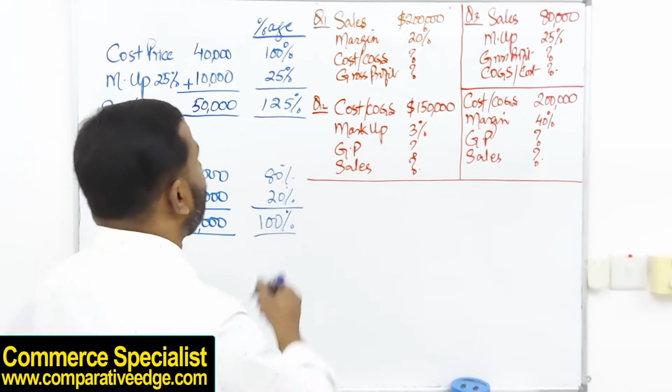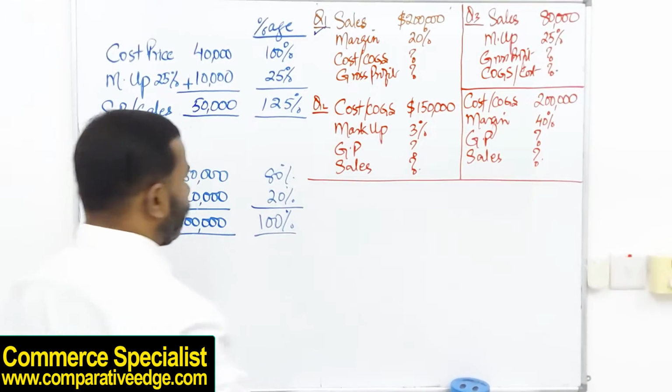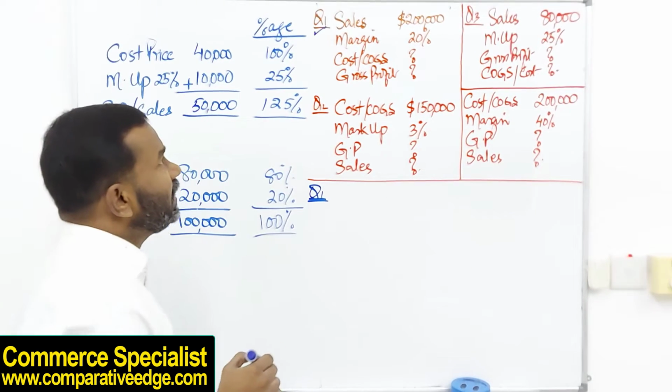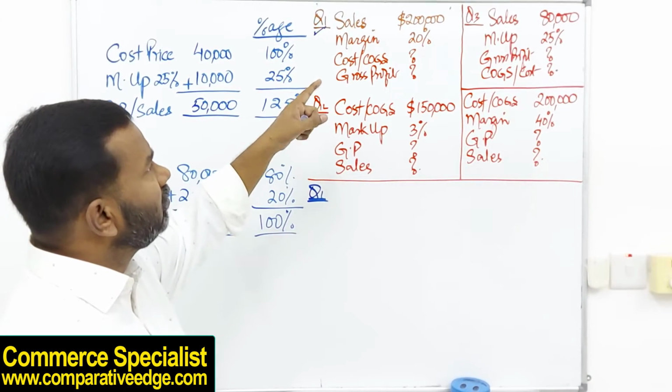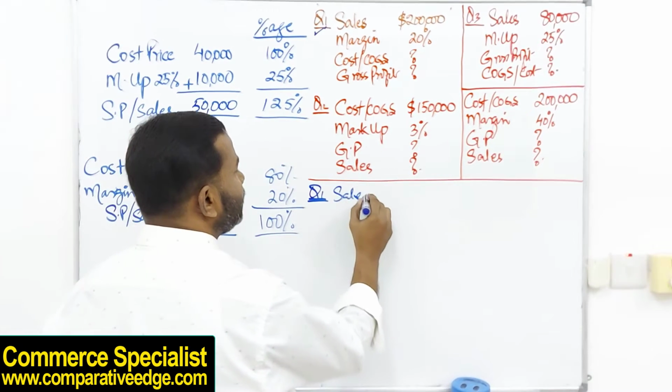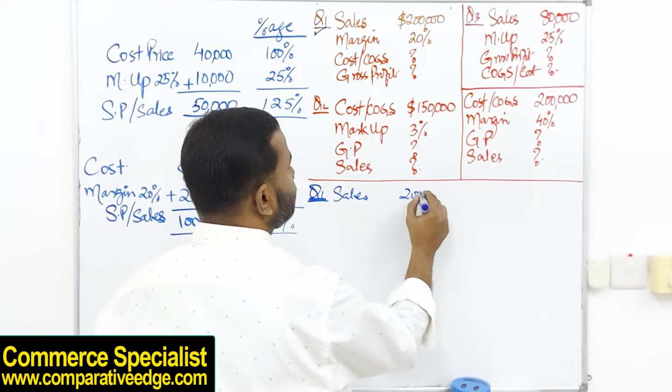If I look at question number 1, sales is given as 200,000, margin is 20%. So what I can do is I can write sales, which is 200,000.